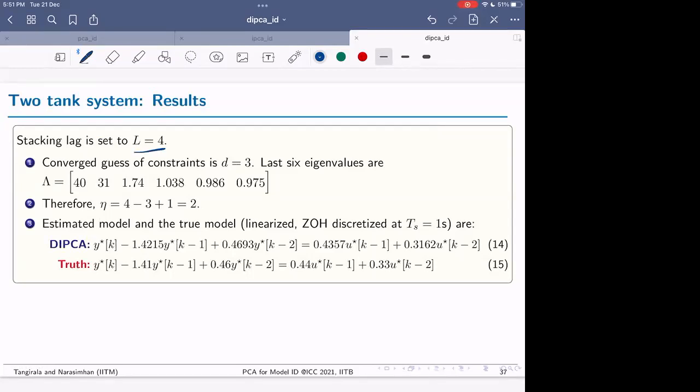We could have chosen 15 or whatever, it doesn't matter. So the converged guess of constraints turns out to be 3, and therefore you can straight away calculate eta to be 2. Just for your own confirmation, here are the 3 close-to-unity eigenvalues. Again, you may have to do a hypothesis test here to confirm that the deviation from unity is insignificant.